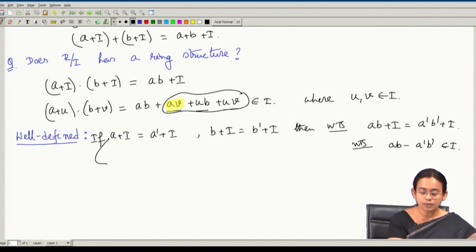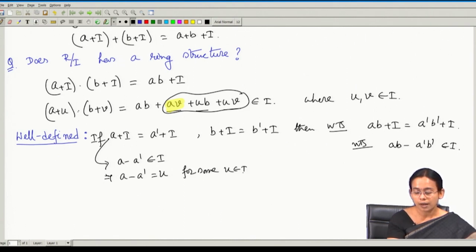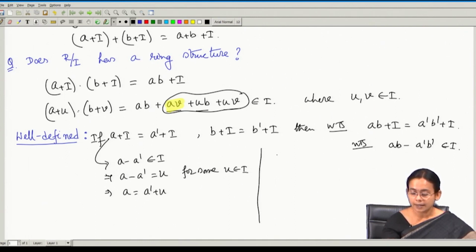From this, these two left cosets are the same, so that means a minus a prime belongs to I. Therefore, I can write a minus a prime equal to u for some u in I. So, this implies that a is nothing but a prime plus u. Similarly, from this side I can get that b minus b prime is in I, which implies that b minus b prime is equal to v for some v in I.